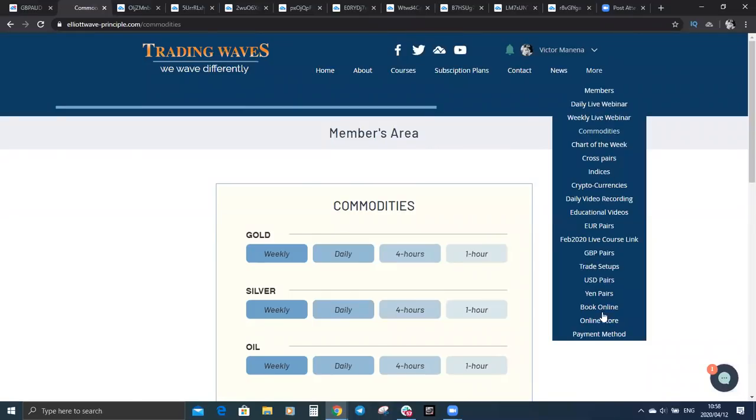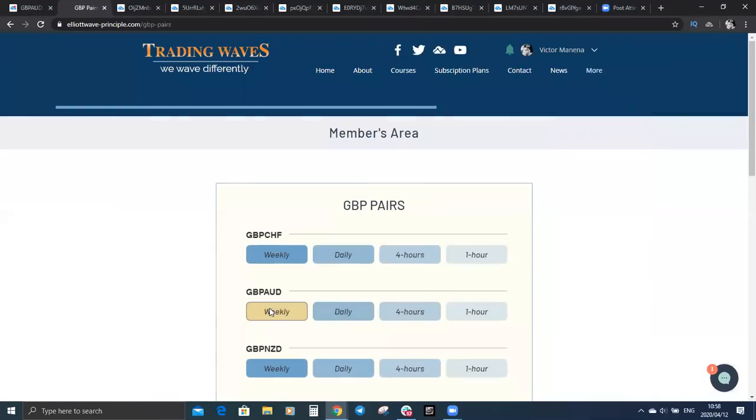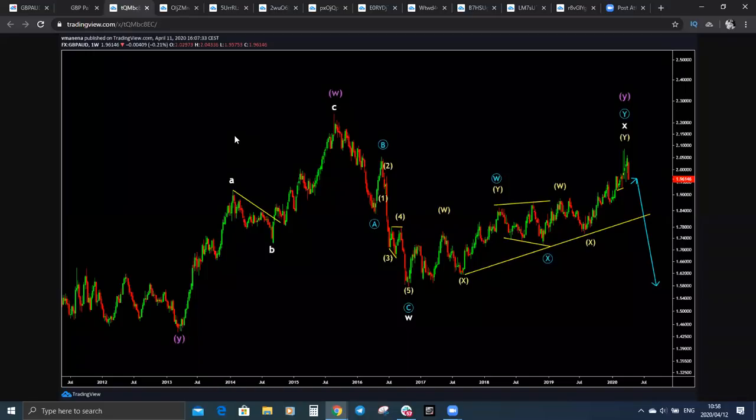Very interesting structure on pound Audi. There's been a 2-year correction. That looks like it has come to an end. So now look for downside on pound Audi. Let's look at pound Audi. Pound Audi weekly. Now, if you look at pound Audi on the weekly, we see this.